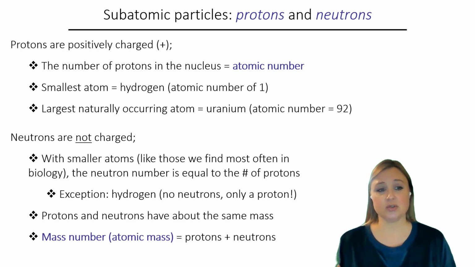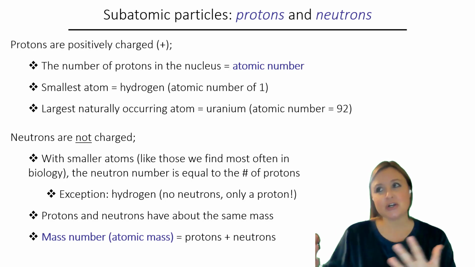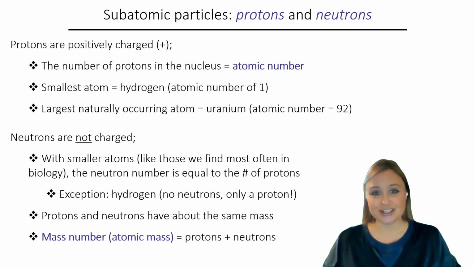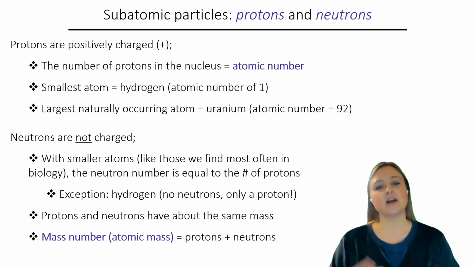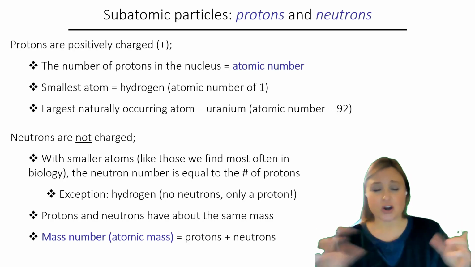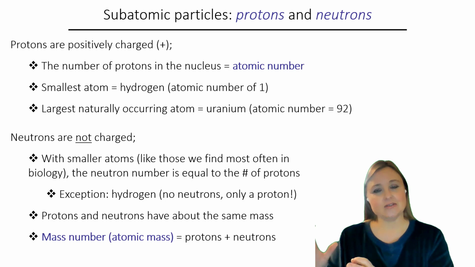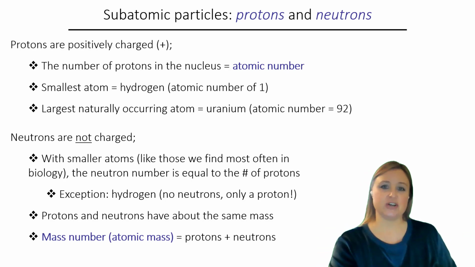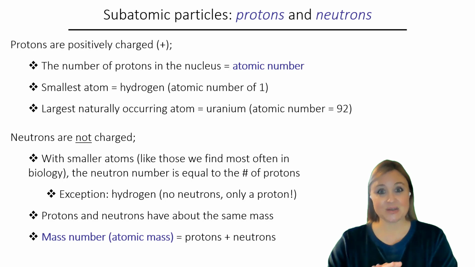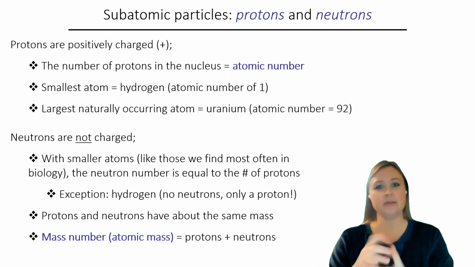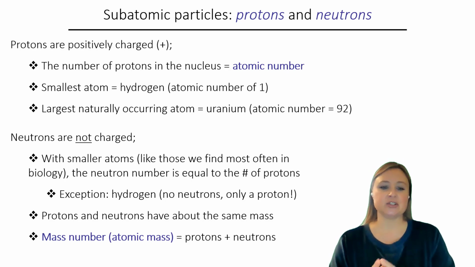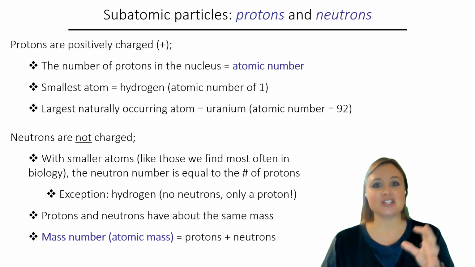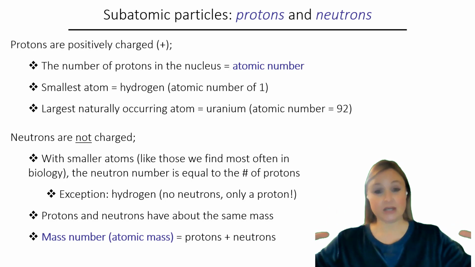Now, also within the atomic nucleus, we find neutrons. Neutrons are called neutrons because they are neutral, right? So they do not have a charge. Whereas protons have a positive charge, neutrons are uncharged. Now, neutrons are usually found in the same number as the protons. And this is definitely the case with the smaller elements that we deal with in biology, like carbon, hydrogen, oxygen, and nitrogen, okay? So with smaller atoms, the neutron number is going to be equal to the proton number. Now, this does change as the atom gets bigger, okay?